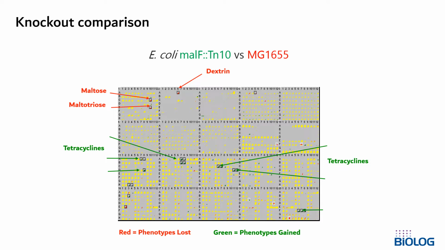And what we see when we compare the wild type to the mutant in this experiment is that we've lost the ability to utilize maltose sugars, as we expected. And we can also see that we gained resistance to tetracycline and confirm our genetic construct. Another thing we can see by looking at this is that we didn't have any off-target effects.